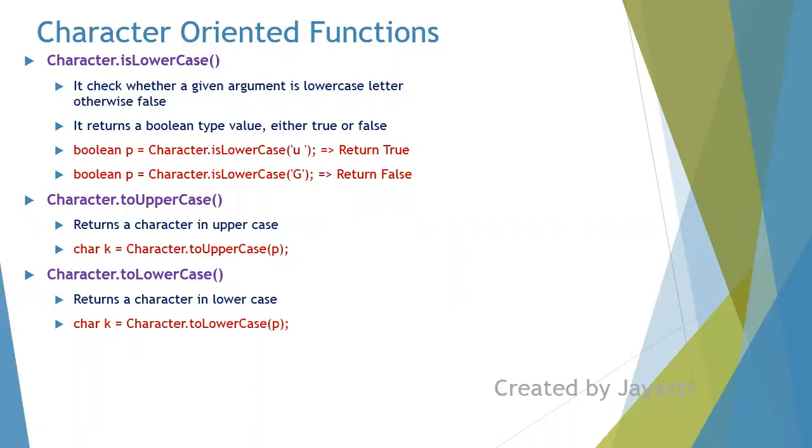Now there are two other functions. These two functions are not returning a Boolean value. The functions are to uppercase and to lowercase. If you check, it is returning a character in uppercase. So if you give a lowercase character, it will convert it to uppercase and put it in a character only. Char k is equal to Character dot to uppercase. What about the lowercase?